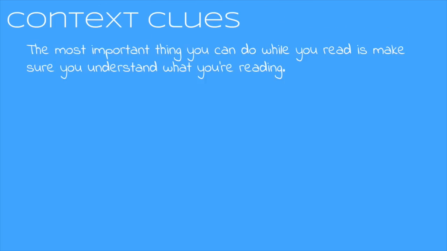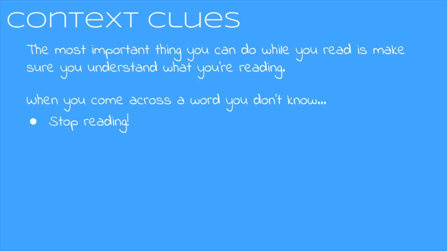The most important thing you can do while you read is make sure you understand what you're reading. If you don't understand, you can use this trick to help you make sure that you understand all of the words. When you come across a word that you don't know, I want you to stop reading. Don't just keep going like you understand perfectly. That will only confuse you more. You need to stop and notice that that's a word that you don't know. To do that, you can underline the word. After this, you can keep reading, but that underline will remind you that you need to come back to it.